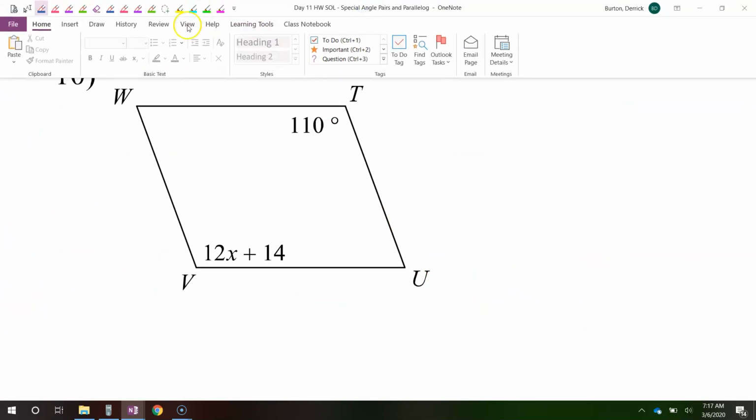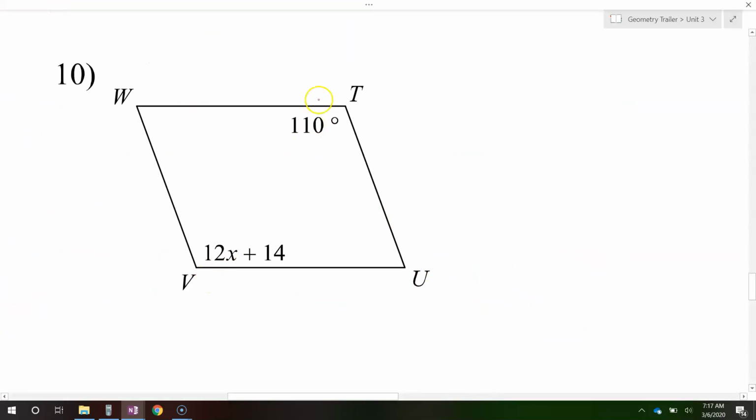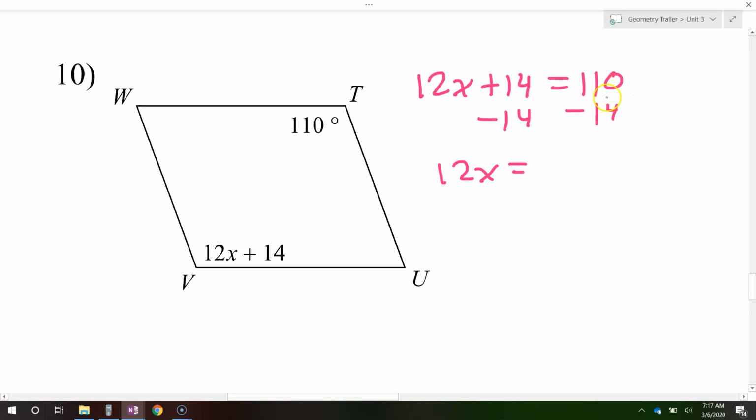All right, number 10. These are opposite angles, and in a parallelogram they are congruent, which means that 12x plus 14 should equal 110. So I'm just going to subtract 14 from both sides, and I have 12x is equal to 96. Then I'm going to divide both sides by 12. And we get x equals 8.